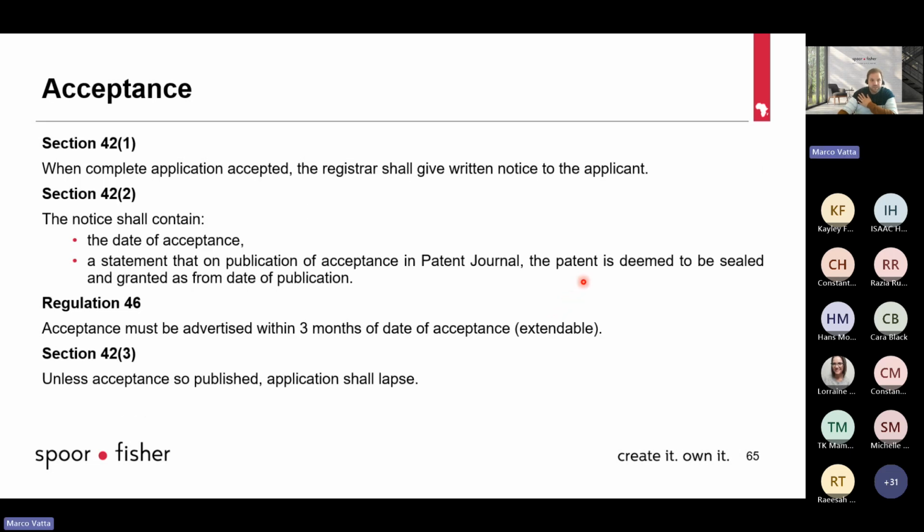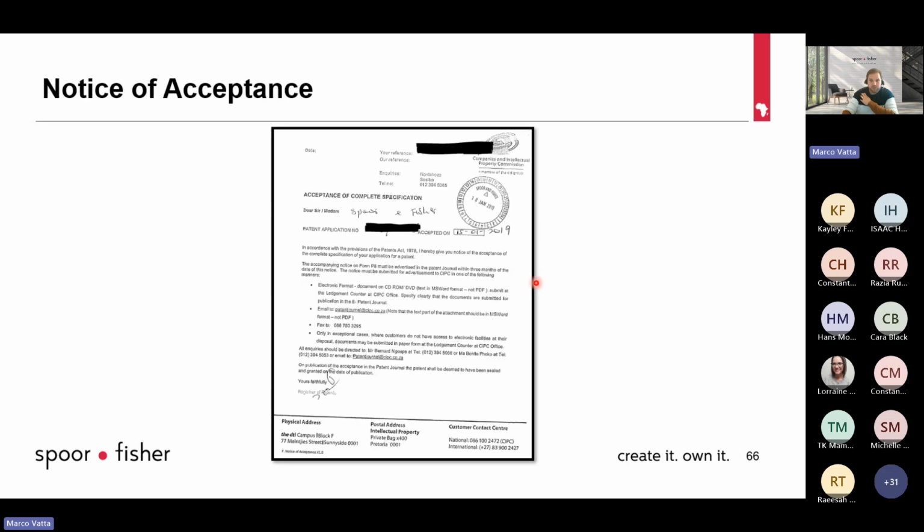Once the application is accepted, the registrar gives notice in terms of Section 42 of the acceptance. The notice contains the date of acceptance and then a statement that on publication, the patent is deemed to have been granted. In terms of Regulation 46, acceptance must be advertised within 3 months of the date of acceptance. That is extendable, and reasons need to be provided as to why you are seeking such a request. If acceptance is not published, as you already know, the application shall lapse.